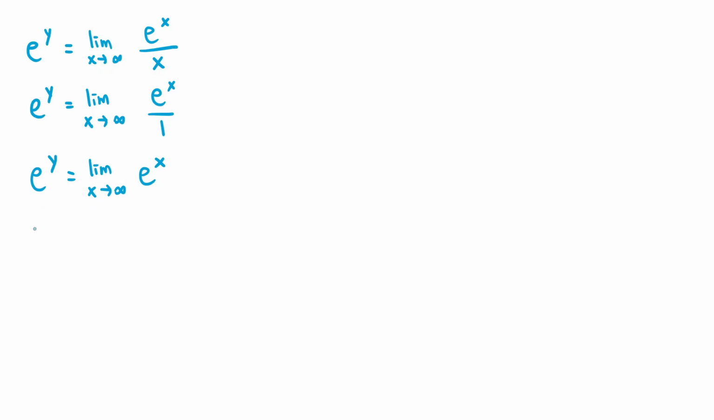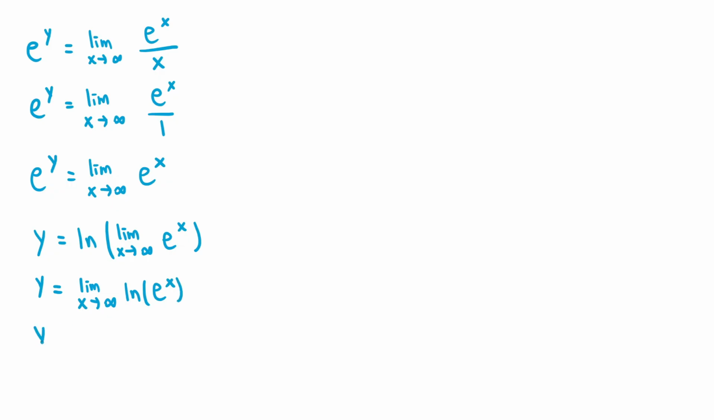So if I take the logarithm on both sides, the left-hand side becomes y again, and the right-hand side becomes ln of the limit as x approaches infinity of e to the x. Using the chain rule for limits, we can bring the ln inside the limit again, so the right-hand side becomes the limit as x approaches infinity of ln of e to the x, and that's just clearly equal to x. So the limit becomes the limit as x approaches infinity of x.